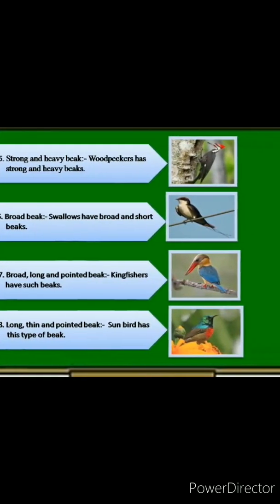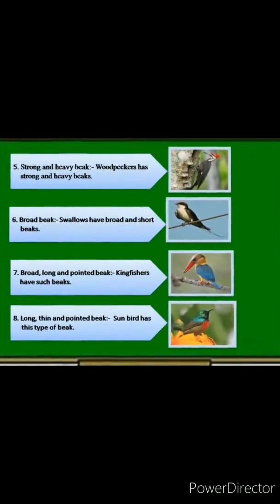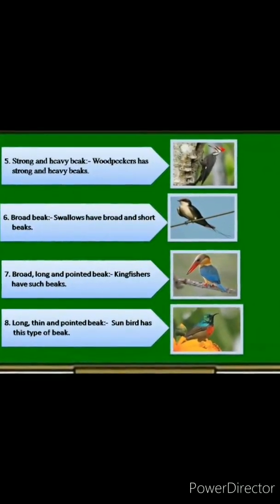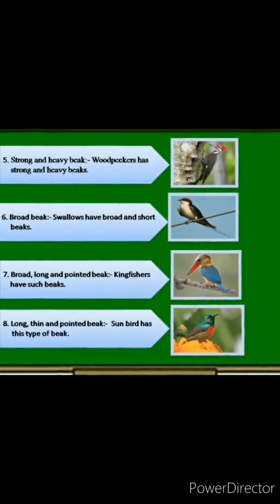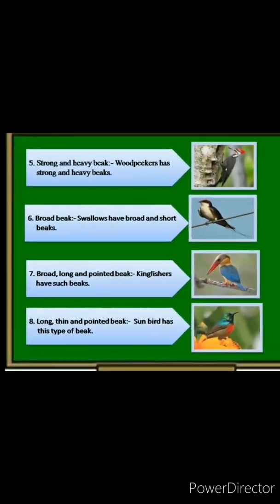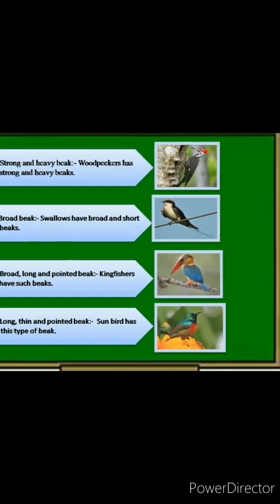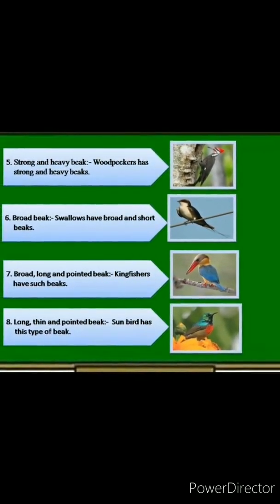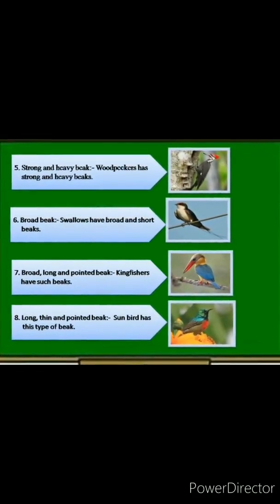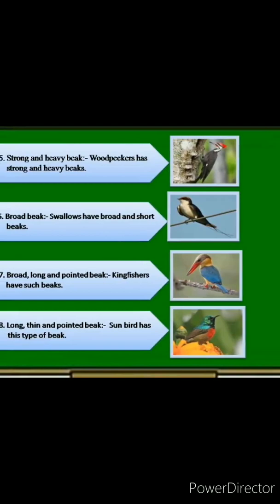Kingfishers have broad and pointed beaks. Such beaks help to catch fish from the water bodies. Sunbirds have long, thin, and pointed beaks. This type of beak helps to suck nectar from flowers.